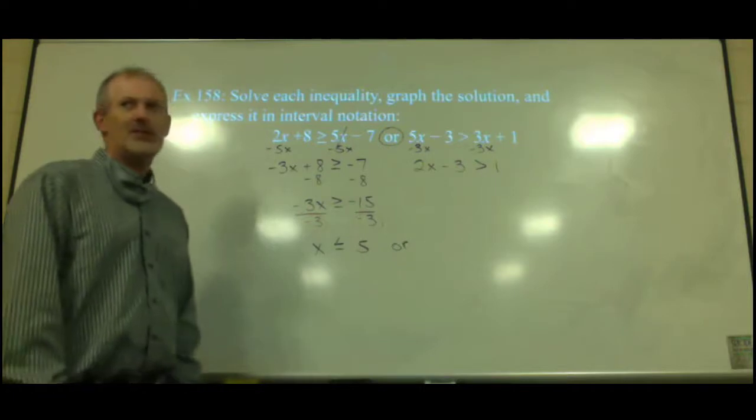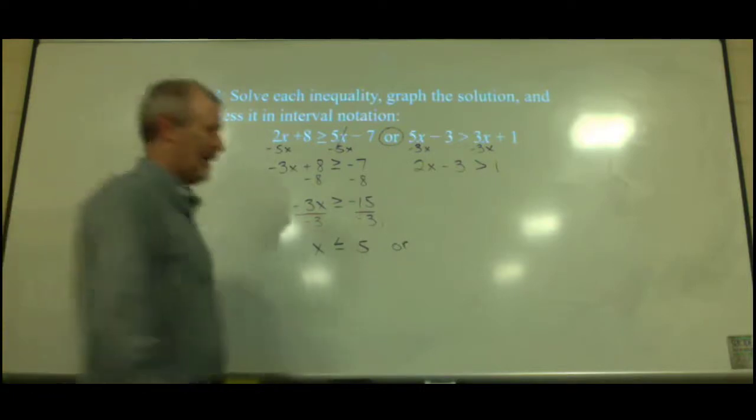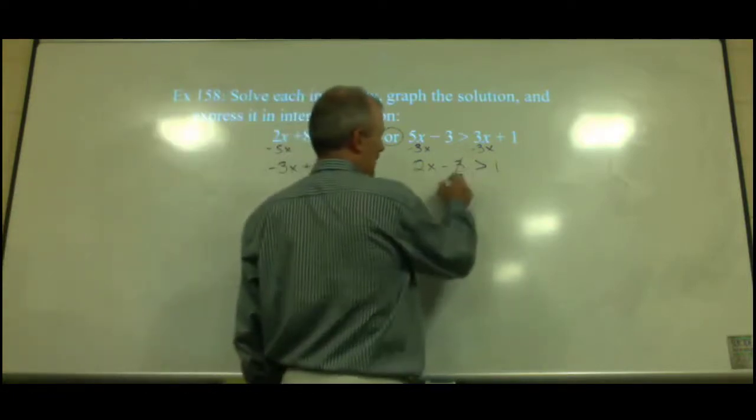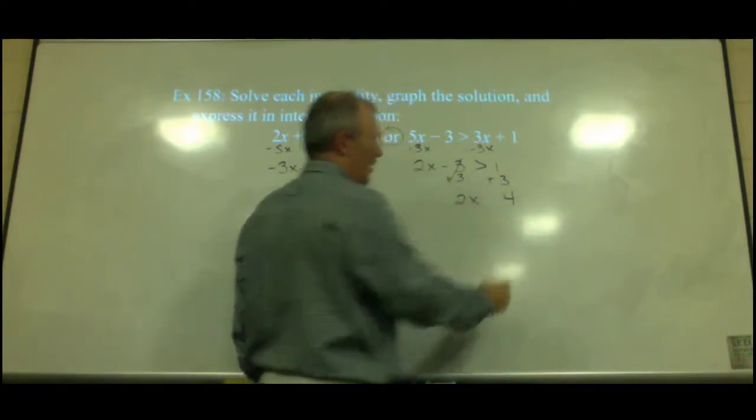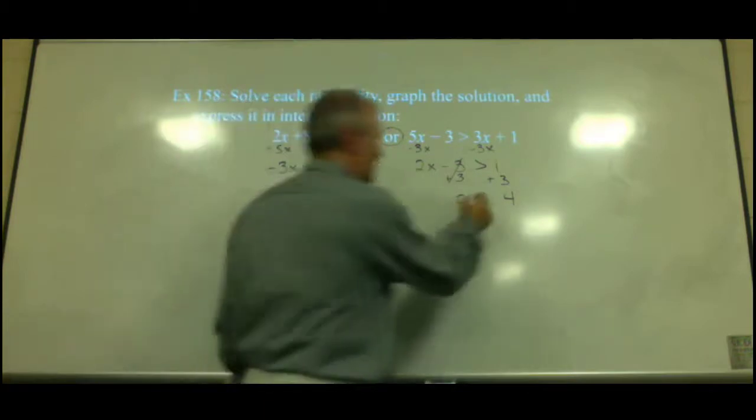Okay, and now we're going to try and get that x by itself. What do we have to get rid of next? Add 3 to the negative. So that cancels. Add 3 over here also. So 2x and 4. Do we have to switch the sign? No, because we added.